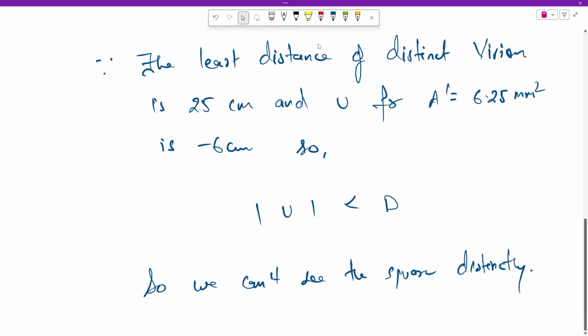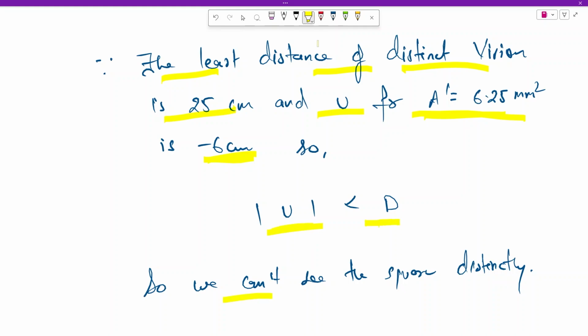Now here we can see that the least distance of distinct vision is 25 centimeter, and U for this desired area is minus 6 centimeter. So U is less than D. So we can't see the squares distinctly. Thank you.